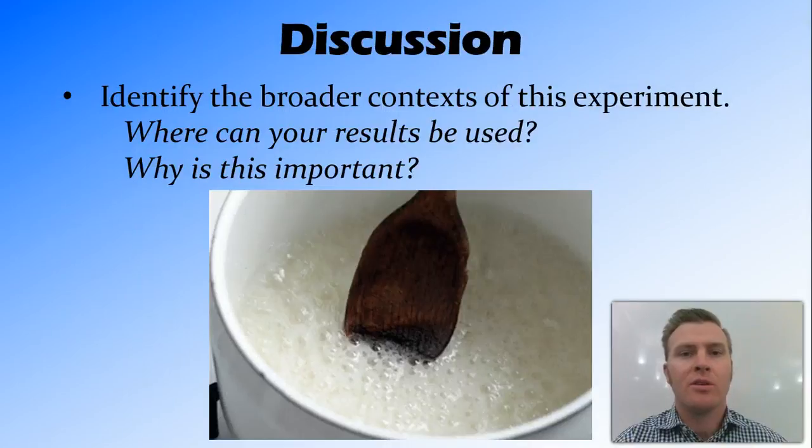It's also important to look at the broader context. So why is this experiment, or in particular the results that you got, useful to society? When we're looking at science, we're looking at a big body of knowledge, and the experimental report is our way to contribute to this body of knowledge. So you need to explain why your contribution is important and where these results can be used.